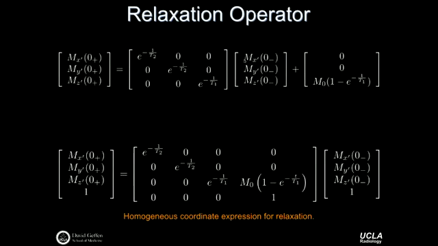Good grief, guys. Sorry. There should be little t's on top of each of these vectors. This should be minus t over T2, minus t over T2, and minus t over T1. Sorry about that.